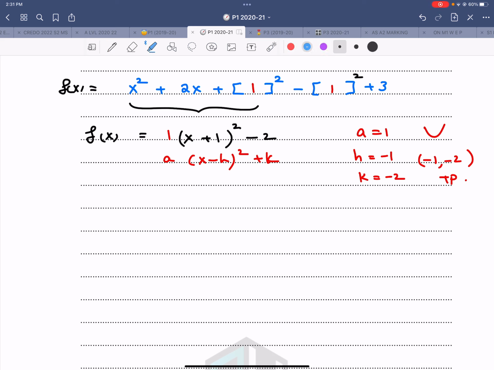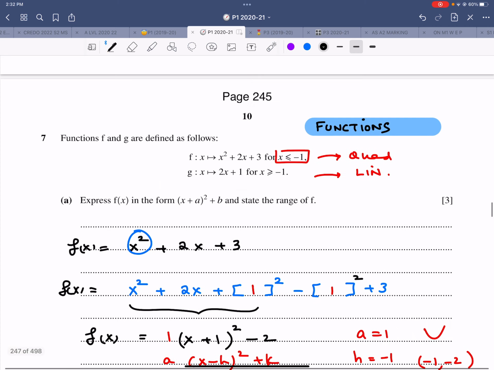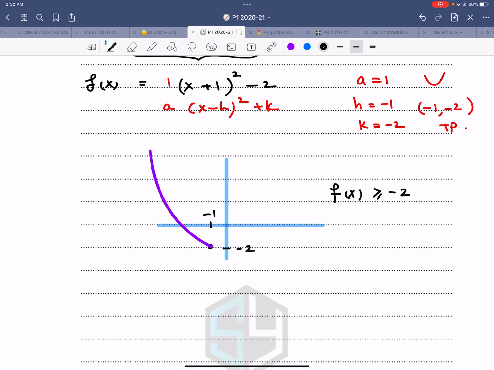Over here, the coordinate of the turning point is (-1, -2). So this is -1, this is -2, and this is the curve. You are going to the left of the turning point, so the graph is like this. What is the range? The range is f(x) is greater than -2. Is it inclusive? Yes, it is inclusive. Greater than or equal to -2.